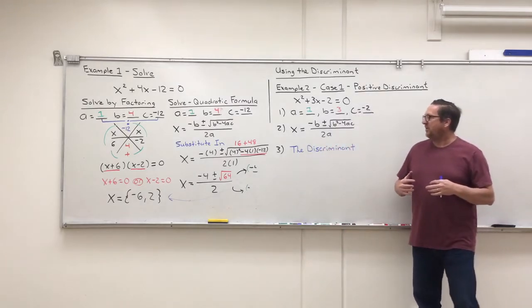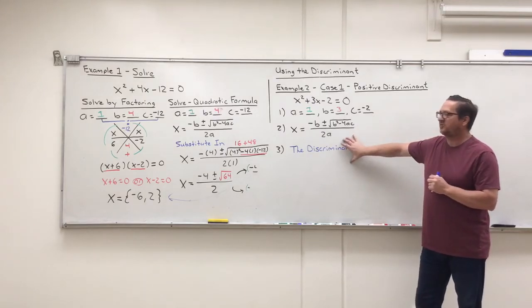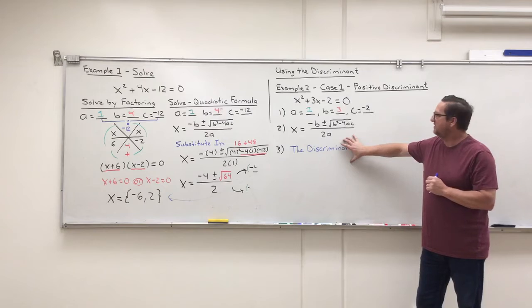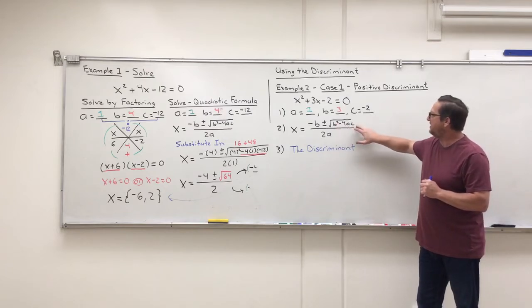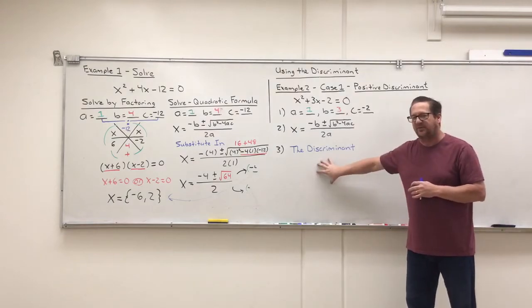Where the last problem we would just have you plug in and solve, we're going to go ahead and find the discriminant first, all right? And what it's going to do is eliminate us having to put all the numbers in here. We're basically pulling it out and doing it all by itself.